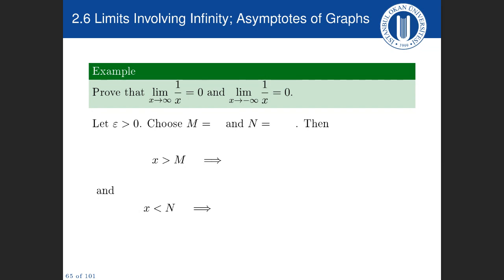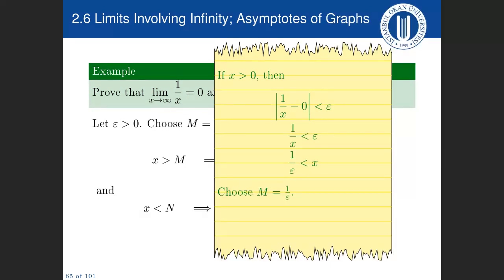Let's bring up our scrap paper. Let's look at what happens if x is strictly greater than 0 first. We want 1 over x to be close to 0, or we want the absolute value of 1 over x minus 0 to be less than epsilon. Because x is a positive number, that's the same as saying 1 over x is less than epsilon, or 1 over epsilon is less than x. So now we can see the number M that we want is going to be 1 over epsilon.